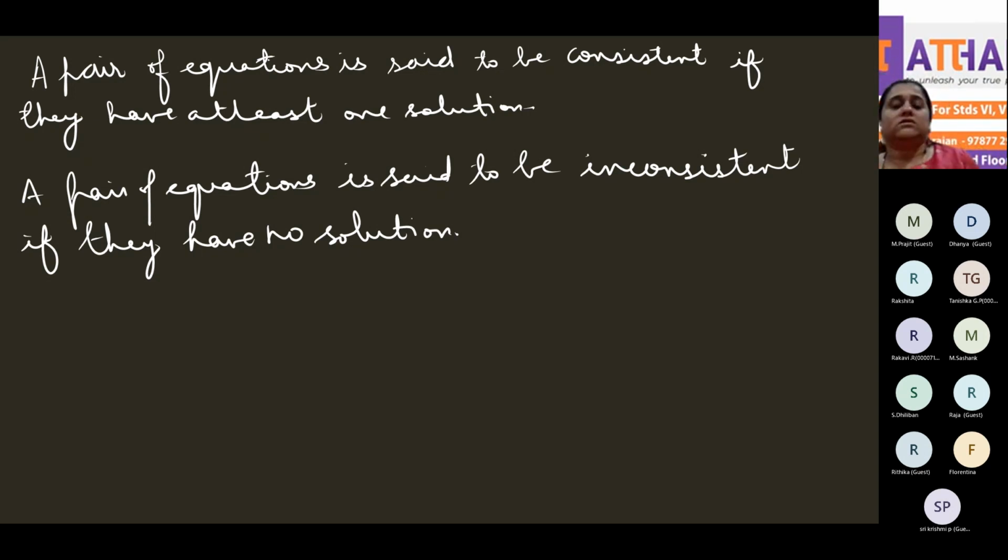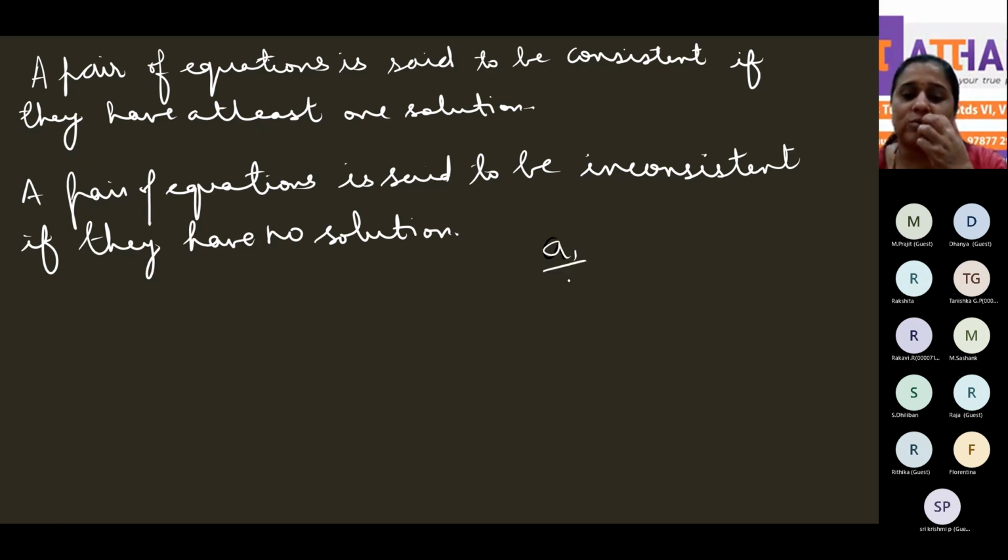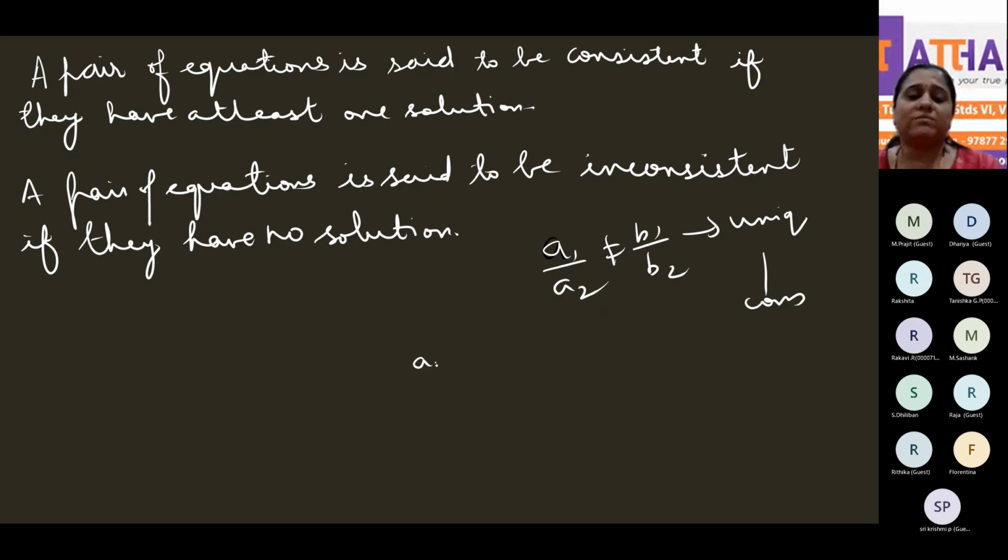Okay. So when we say consistent equations, they have one solution or many solutions. That is when A1 by A2 is not equal to B1 by B2: unique solution, consistent. When A1 by A2 is equal to B1 by B2 is equal to C1 by C2: many solutions, consistent.